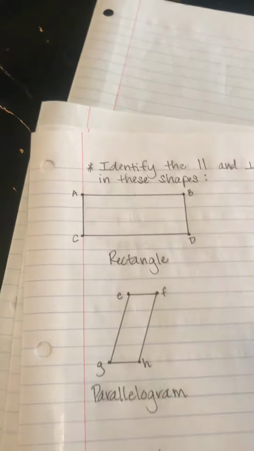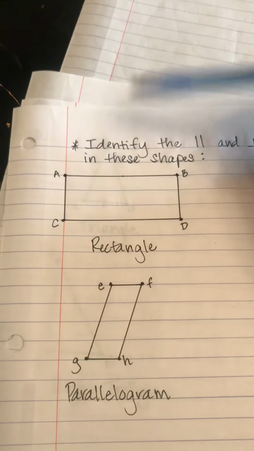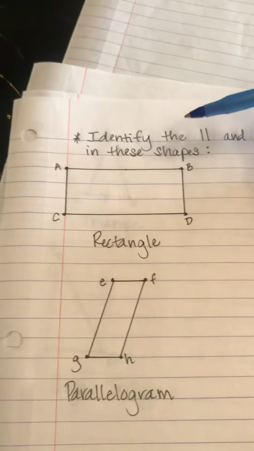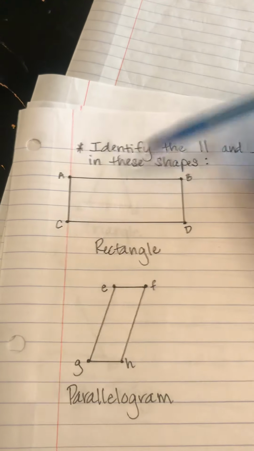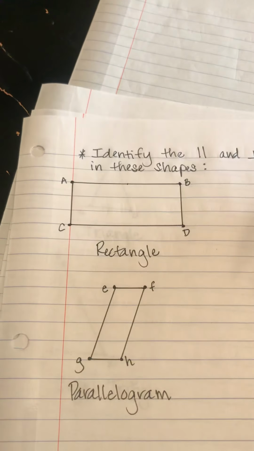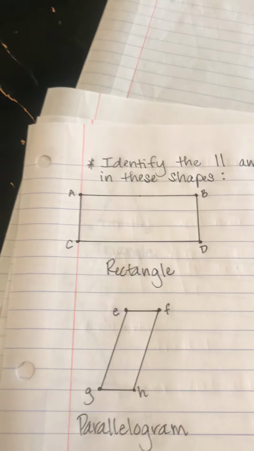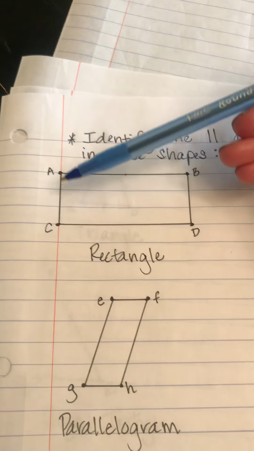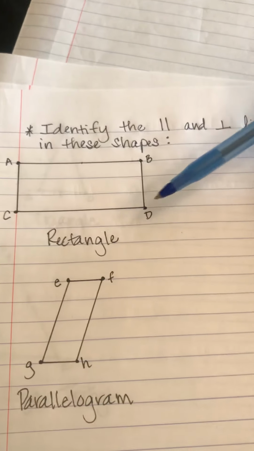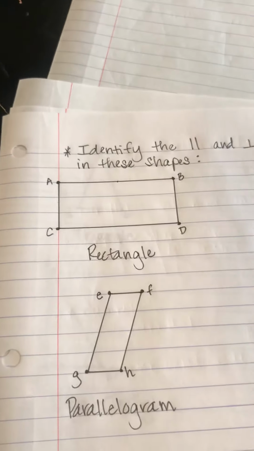So let's look at this rectangle. There are things we know about rectangles. We know we have 90-degree angles. We know that this side is the same length as this side, and this side is the same length as this side. So let's try to identify some parallel lines. If I look here, I see that this line AC will never intersect line BD. So that would mean that they are parallel.